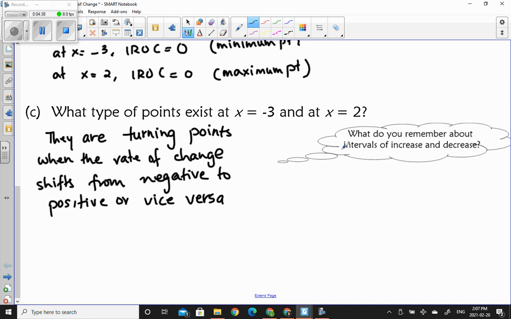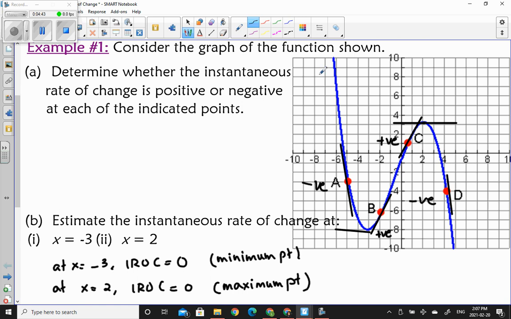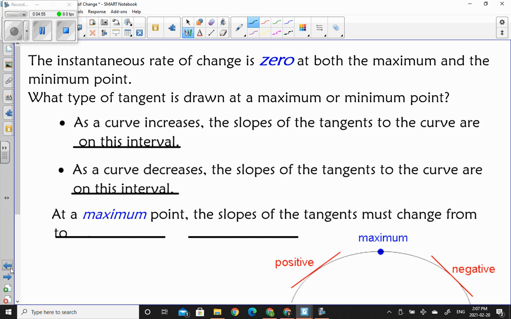So what do you remember about the intervals of increase and decrease? Well, you can tell that at an interval of decrease, which is happening here, the IROC values are going to be negative. At intervals of increase, the IROC values are going to be positive. Here we have fill in the blanks. The instantaneous rate of change is 0 at both the maximum and the minimum point.